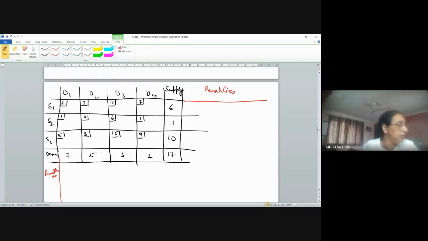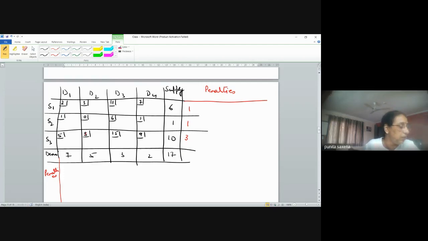Now, the least cost here is how much? 2. And what is the next least cost? 3. The penalty is how much? 1, right? The least cost here is 0 and the next least cost is 1. So 1 minus 0 is 1, right? The least cost here is 5 and the next is 8. So it becomes 3. These are the penalties for the rows, first set of penalties rather.